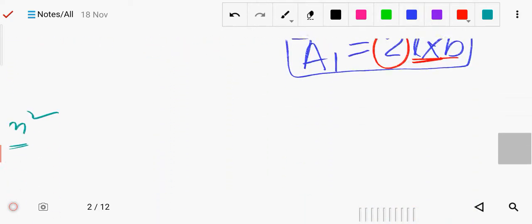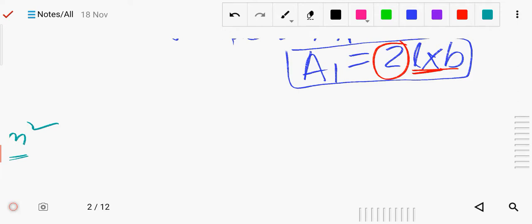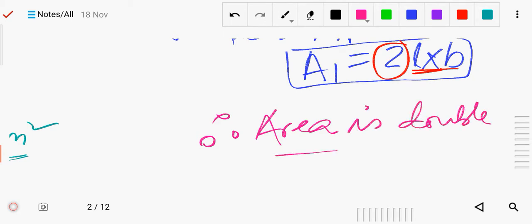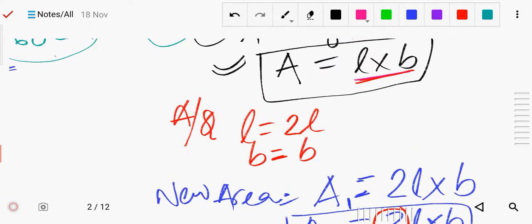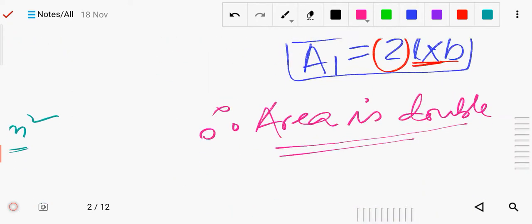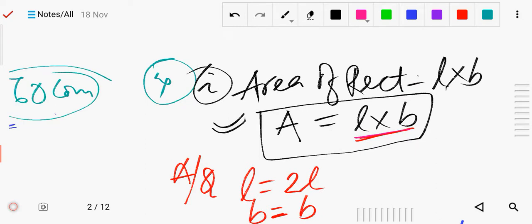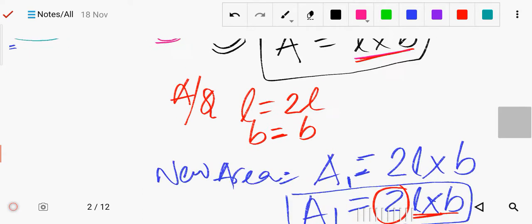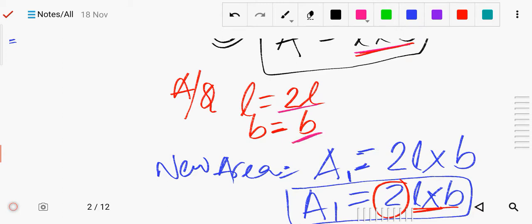So what we can conclude is that the new area is double. Area is double, because you can see this was only L into B, and now here it is 2 times L into B. Now question number 2, breadth is double. You can solve this same as the previous one. Only B you have to make 2 times and length remains the same. Here we changed the L, so there you change B, and L remains the same. In that also the answer will be the same, area will be double.